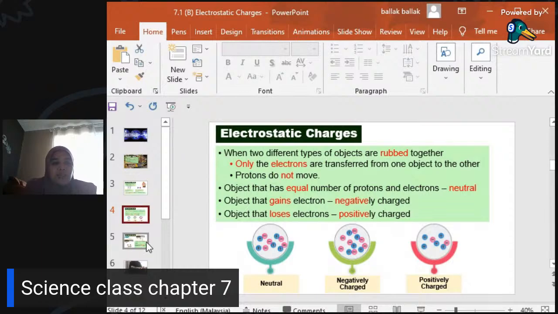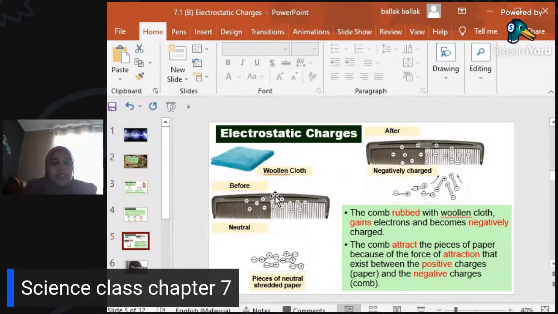Let's look at an example. When we rub a comb with a cloth, the comb before is neutral. It has an equal number of positive and negative charges. When we rub the comb with woolen cloth, the comb gains electrons and becomes negatively charged. After we rub the comb, there is more negative charge on the comb.